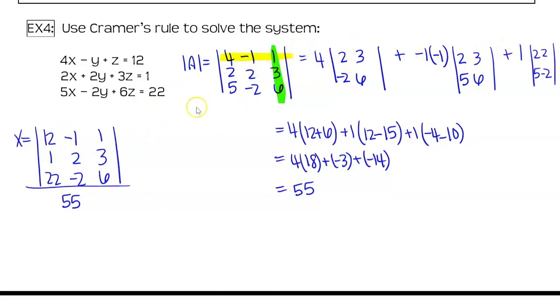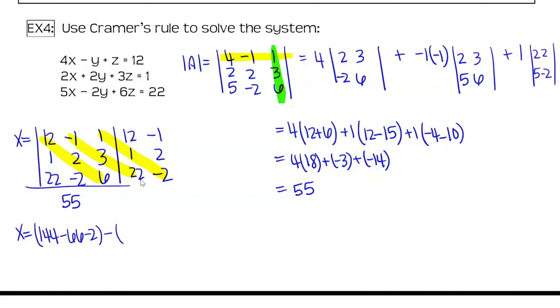Because I did expansion here, maybe I'll do the shortcut for this one and just rewrite. The other method. Okay, and we'll do some multiplying. I'm going to go left to right first. 12 times 2 times 6 is 144. Negative 1, so that was the first diagonal. Negative 1 times 3 is negative 3 times 22 is negative 66. So it's minus 66. And then 1 times 1 times negative 2.